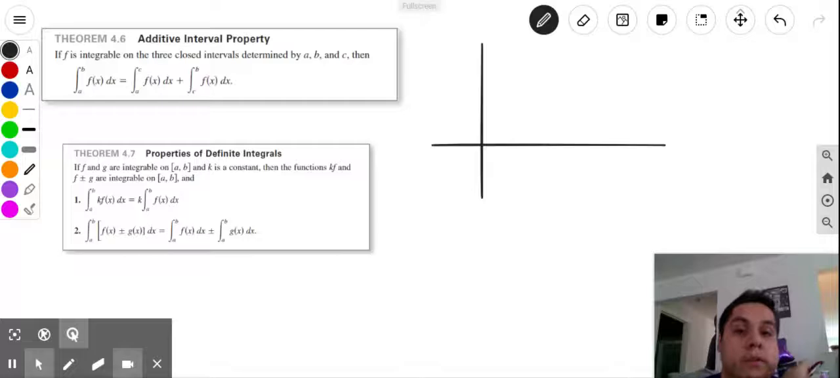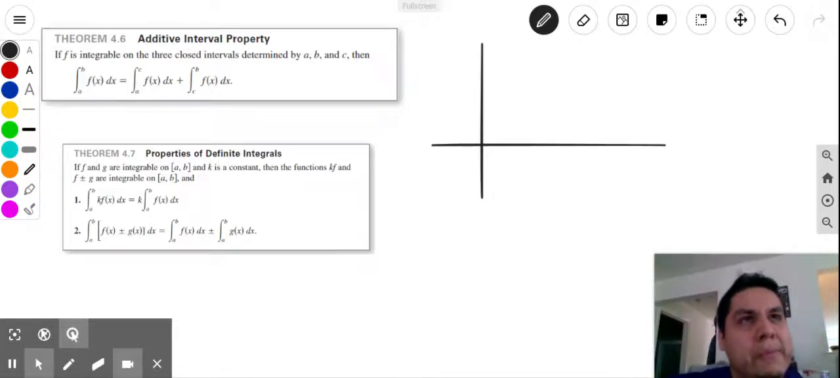Okay. So we talked about those two properties. Now let's talk about the other two. Theorem 4.6 is the additive interval property. So if f is integrable on three closed intervals determined by a, b, and c, then the integral from a to b of f of x dx should be equal to the integral from a to c of the same function with respect to x plus the integral from c to b of that same function with respect to x.